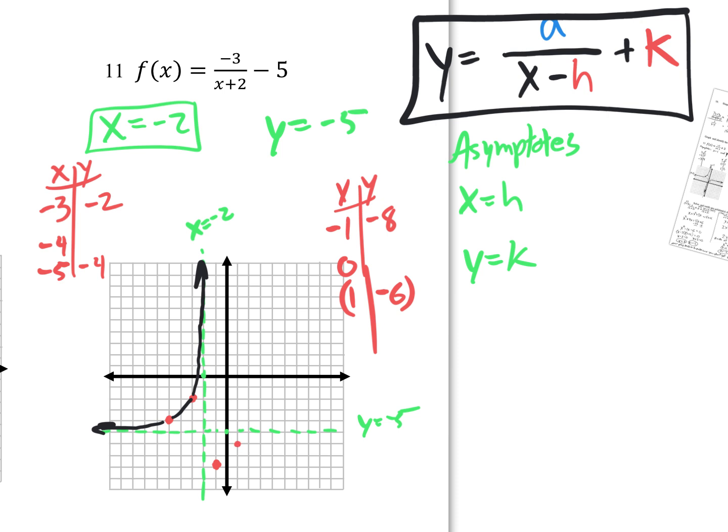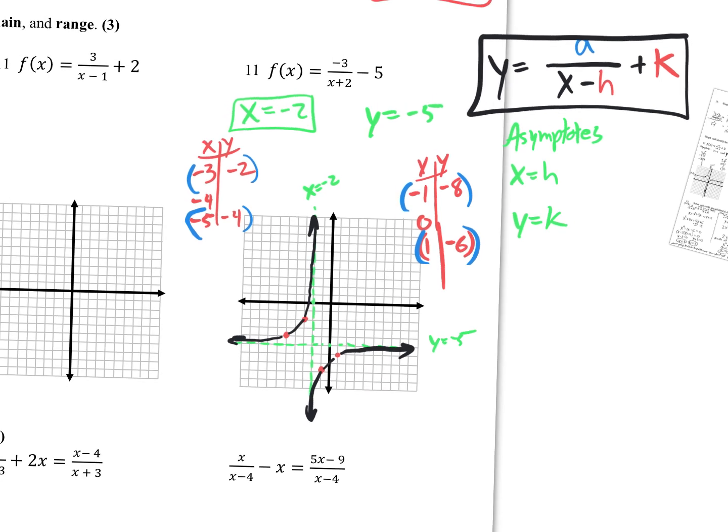And of course, your graph is going through those 2 points and it infinitely approaches the asymptote. So there's your perfect graph with actual perfect coordinates: -3, -2, -5, -4, -1, -8, and +1, -6. That is as detailed as you could get.